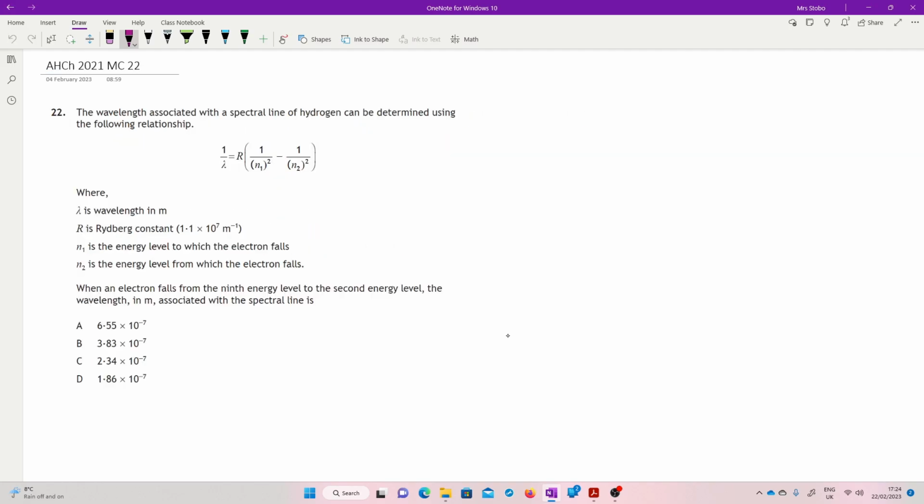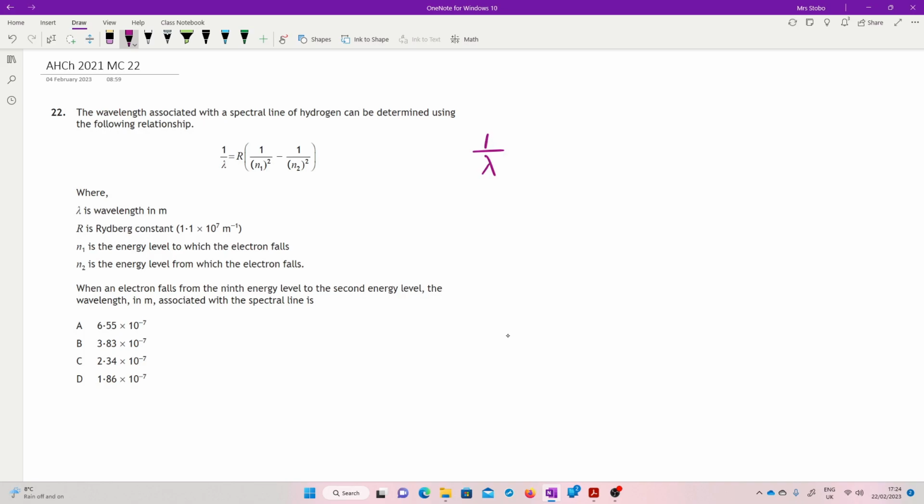Okay. Right, question 22. The wavelength associated with the spectral line of hydrogen can be determined using the following relationship, and you're given a formula. And then you're given information, and you just have to plug it in. I don't know why this has been given to us. I suppose it's just to do with how complex the numbers are for you guys.